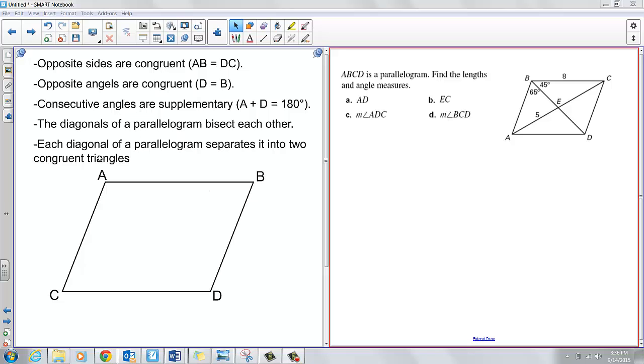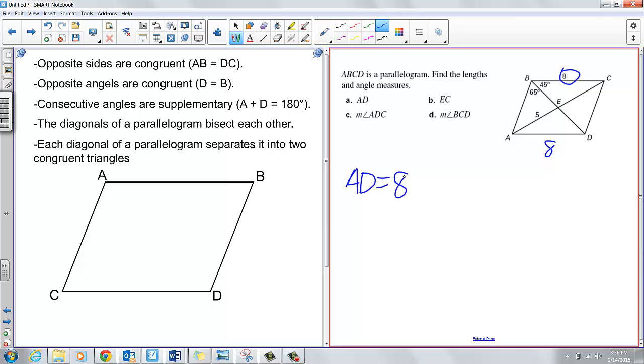This left side, we've got our properties of parallelograms, and these properties correlate to this parallelogram down here, A, B, C, and D. The first problem is asking us to find AD, so we can apply that first property of parallelograms, that opposite sides are congruent. So if BC is 8, then AD must also be 8. So AD is equal to 8.